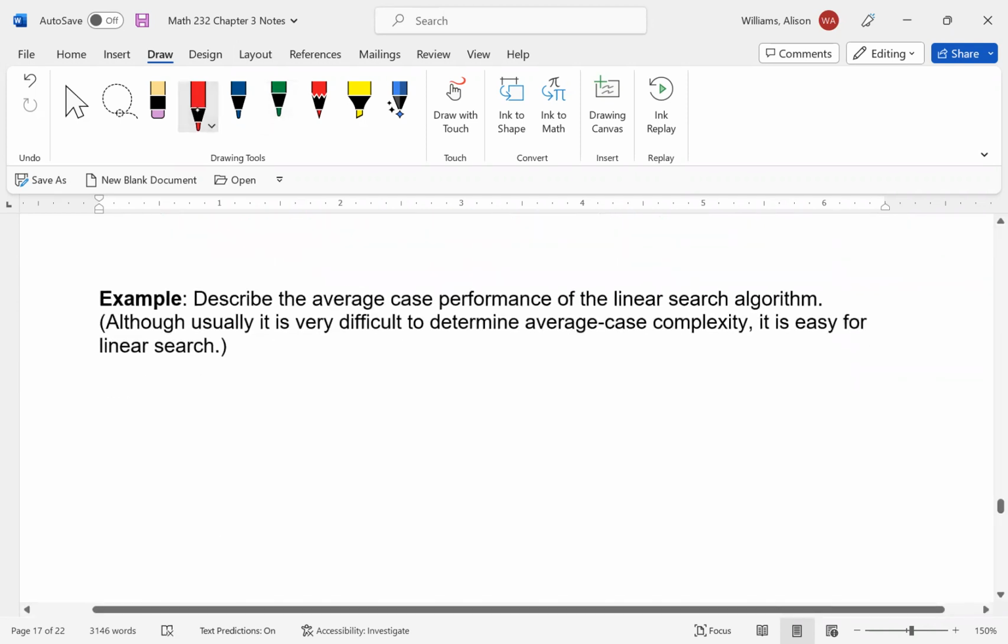Okay, now this one's a little bit of a different question. And it's actually a bit loaded when they ask for the average case performance. In fact, it even says that. It's actually difficult to find it, but it's possible to find it for the linear search algorithm, the one we just did. Okay, before we do that, we need a piece of information.